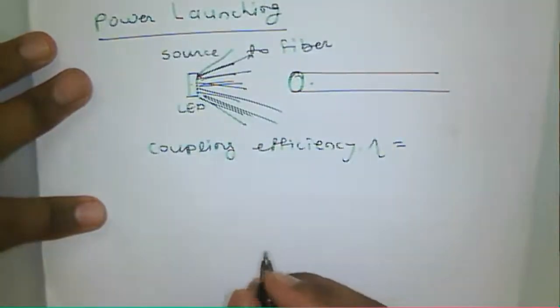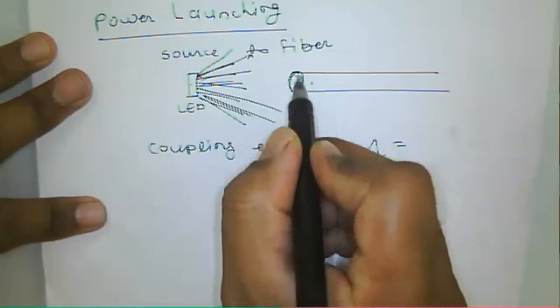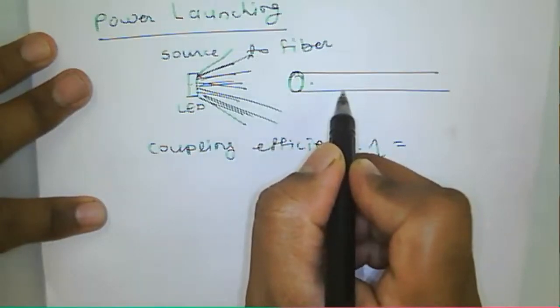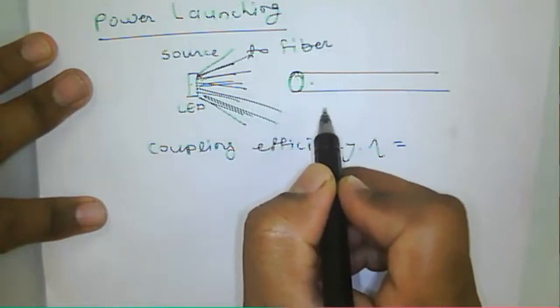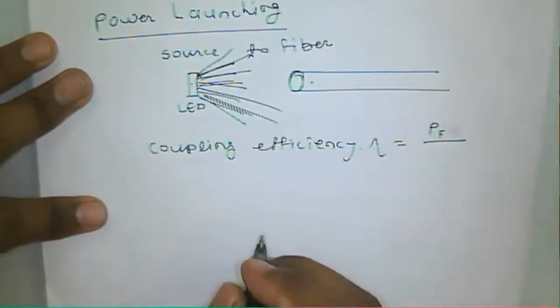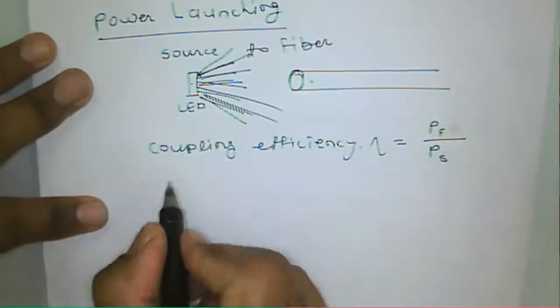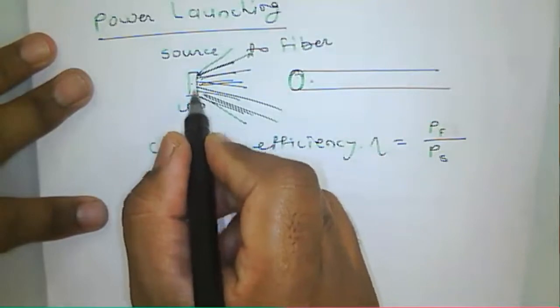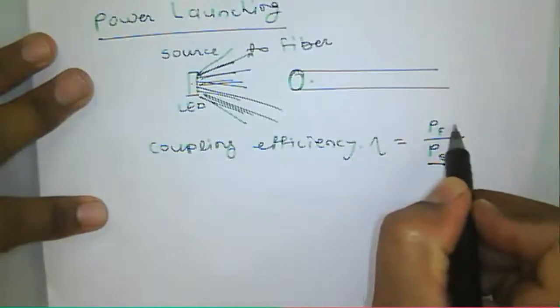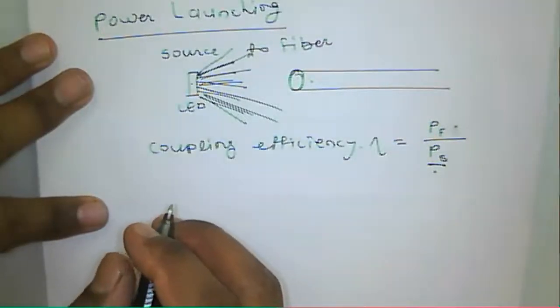Coupling efficiency is nothing but the power emitted from the source that will be coupled into the optical fiber. So that will give us the coupling efficiency. This one is about the power coupled into the optical fiber, and this one is the power emitted from the source. So that will give us the efficiency.